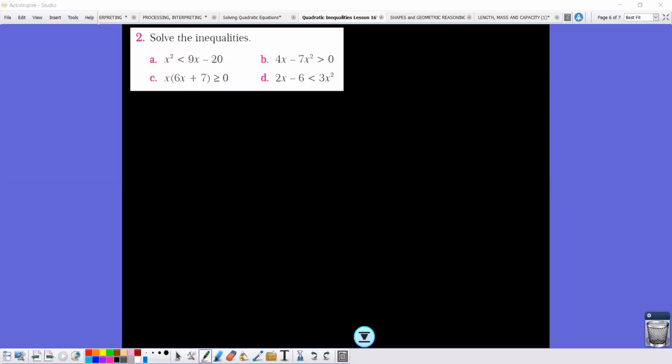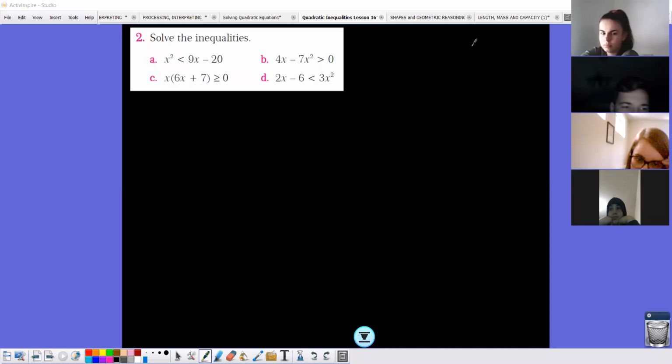Now, in the previous lesson we started with quadratic inequalities. And today let me choose someone who will help me to solve.